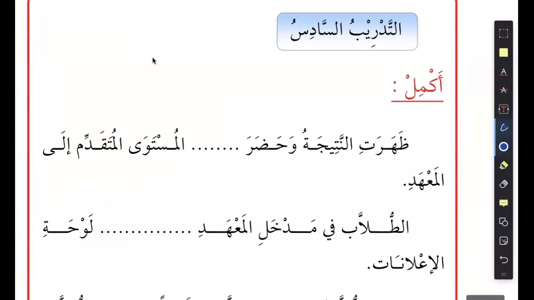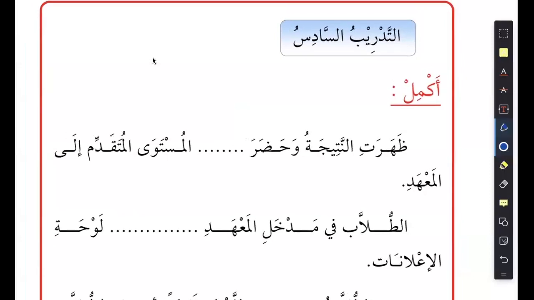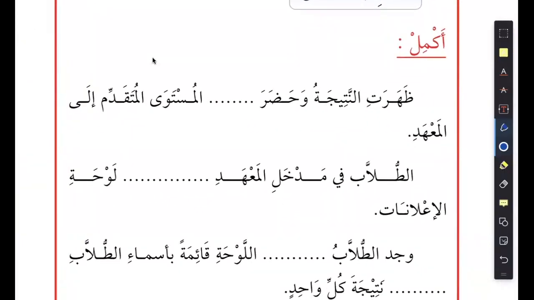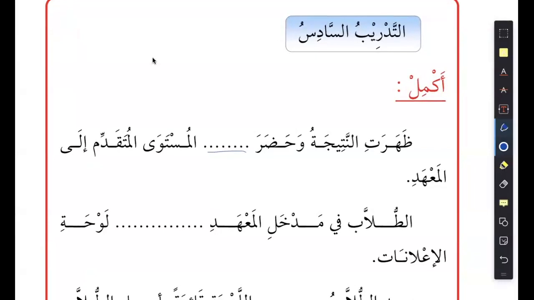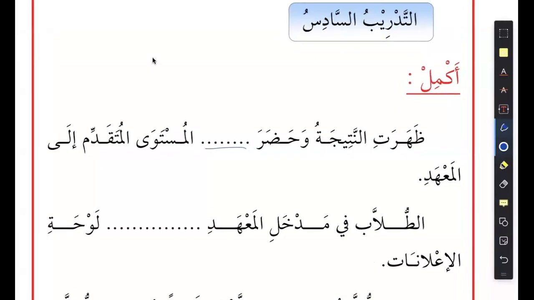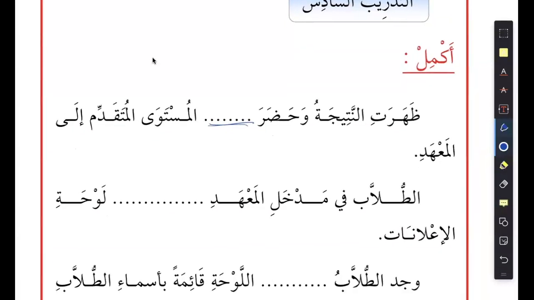And then we have التدريب السادس, the sixth exercise. It says أكمل. Then we have ظهرت النتيجة وحضر المستوى المتقدم إلى المعهد. You know how I feel about these exercises, right? This exercise is a little bit tricky because it's not always clear. One of the reasons is that they put one blank, and sometimes it might require more than one word.